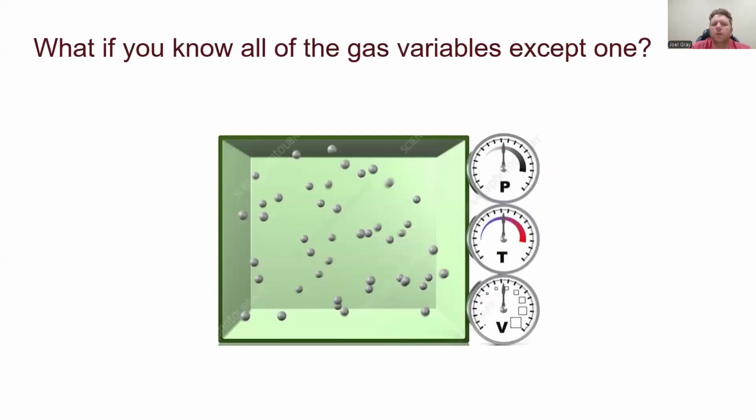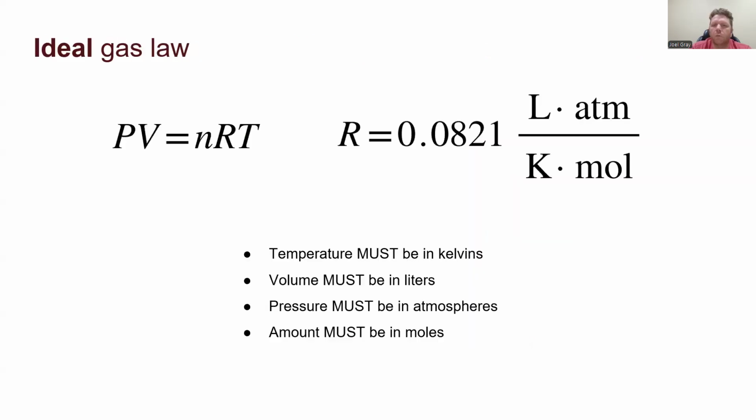Okay. So then the question is, what if you know all of the gas variables except for one of them? We have what is known as the ideal gas law. The ideal gas law is PV, pressure times volume, is equal to n, the number of moles, times R times T. This is sometimes commonly referred to by a mnemonic, and I don't know if that's helpful at all, but some people like to do that. PV equals nRT.